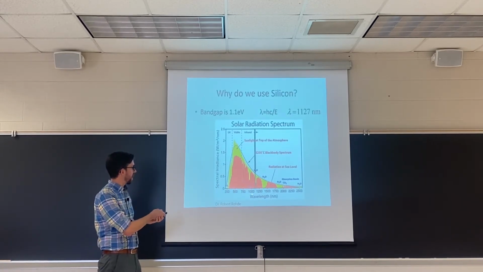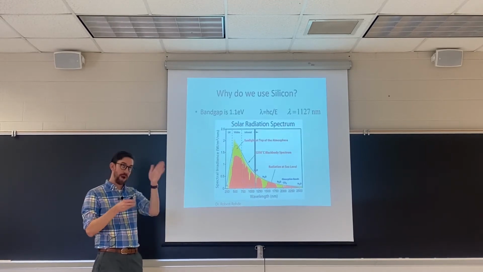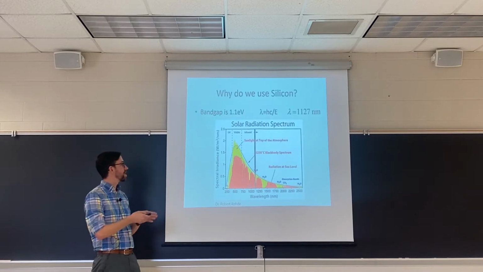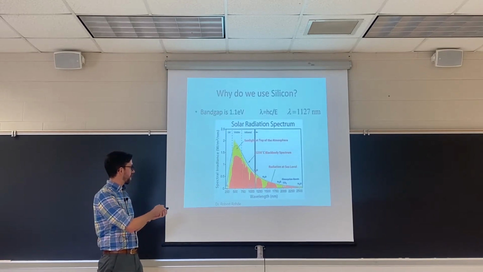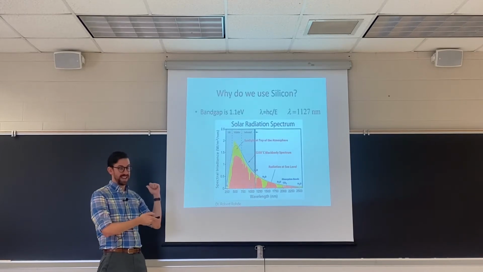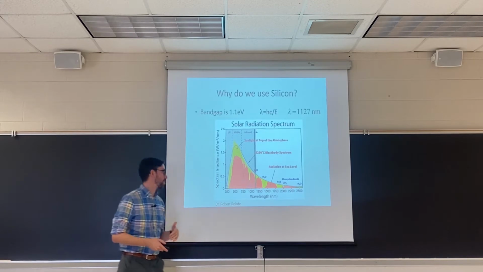And this line right here represents the wavelength of light that silicon has to absorb, or shorter. So silicon can absorb at this wavelength and less than. So you can see most of the solar spectrum is actually absorbed by silicon, which is what we want.